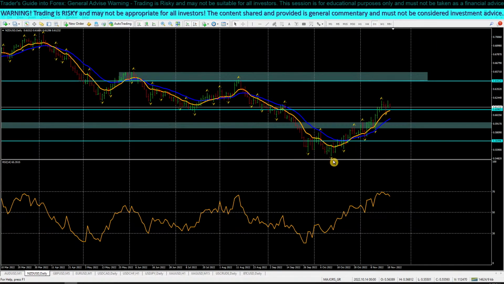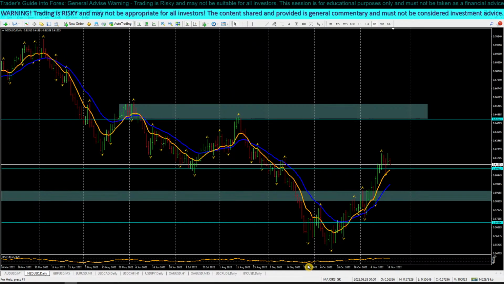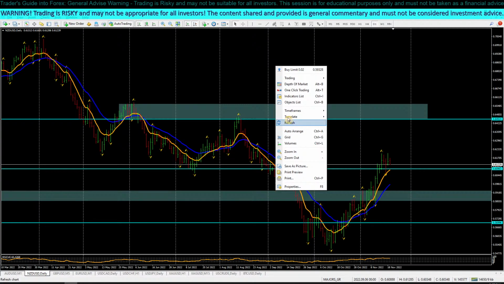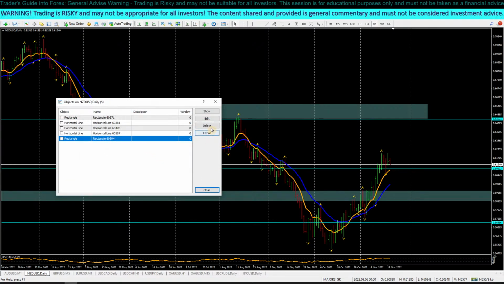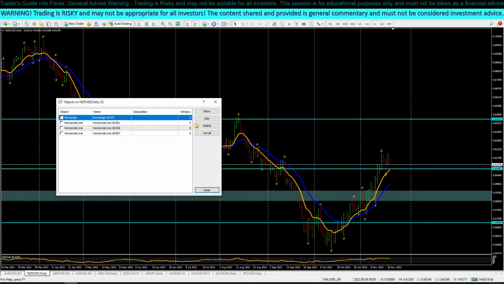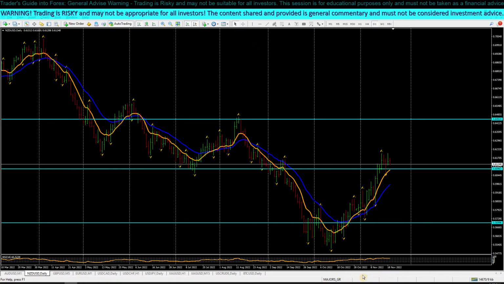Let's see what's going on with NZD/USD. Back to the general market conditions. If you notice, we have several levels there. I think we need to remove this one, it's no longer that relevant. Rectangle, which one are you? Okay, let's delete that. Let's delete them for now, they're not that relevant yet.